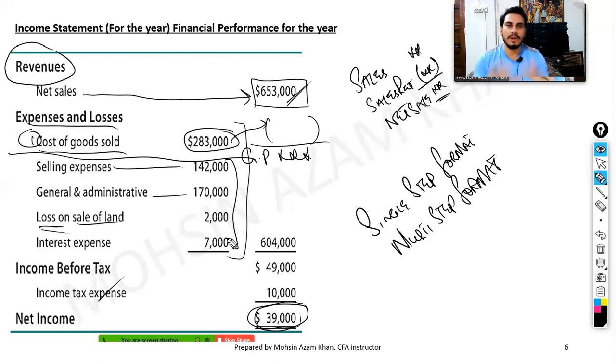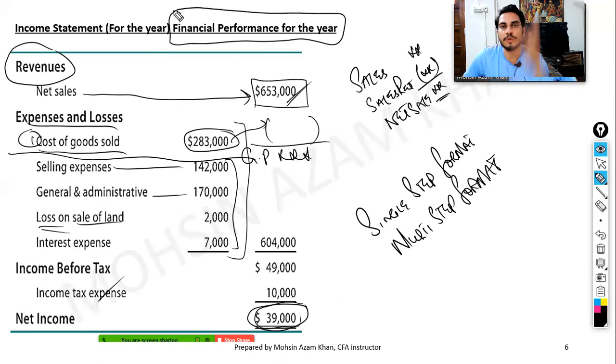Now always remember, what does the income statement show? It shows the financial performance of a company for the year. Let's suppose I want to know how Toyota performed in 2020. So if I want to know how Toyota financially performed in 2020, I will look into their income statement. Now let's take a glimpse of balance sheets.